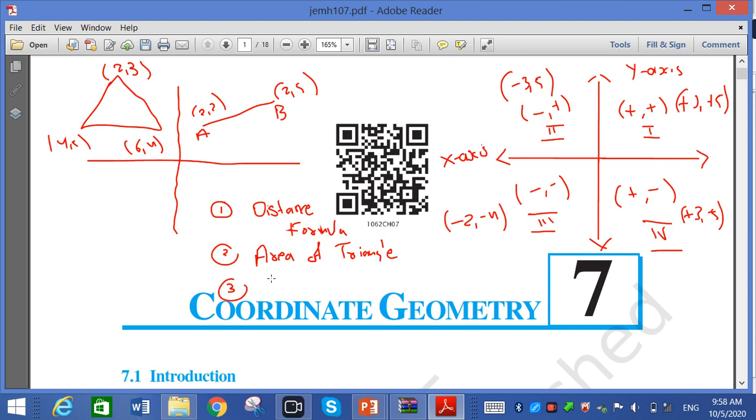and third, section formula. If I make a line here, A, B, and I put a point P here, then AB is divided into parts by point P. That is called the section formula. So three things we have to understand in this lecture: distance formula, area of triangle, and section formula.